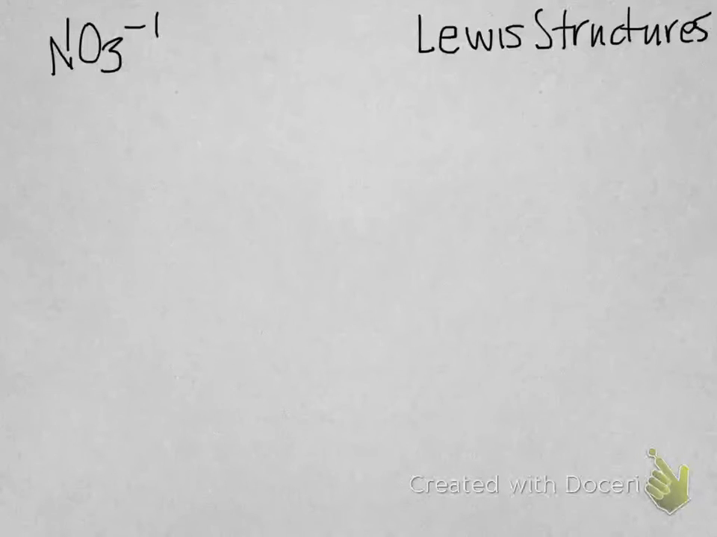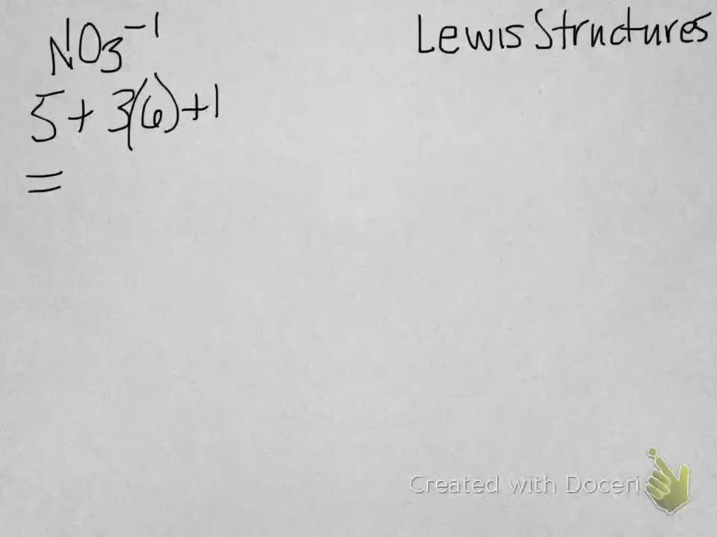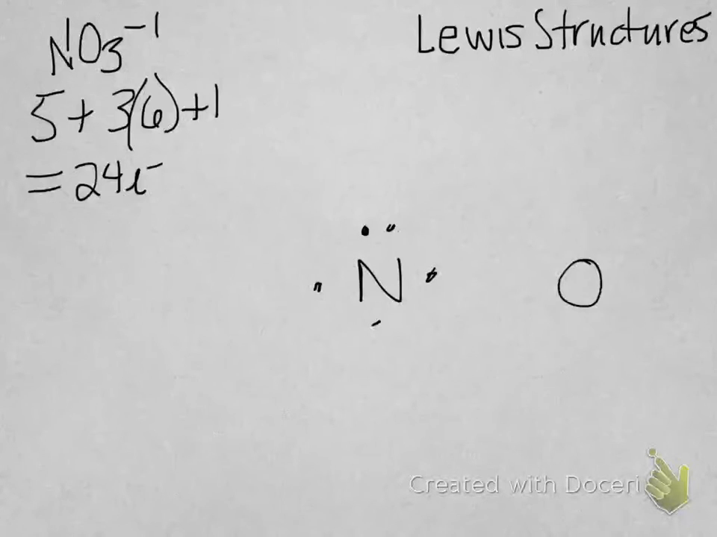So first of all, we have to figure out how many electrons are coming in. We have 5 coming from the nitrogen, plus 3 times 6. And then since it's a negative ion, we have 1 more to give us a total of 24 electrons. So if I start with my normal nitrogen, and then I'm going to have my oxygens with their 6.